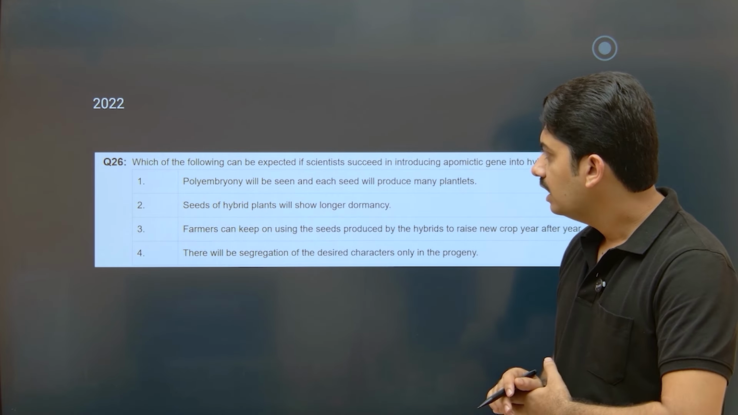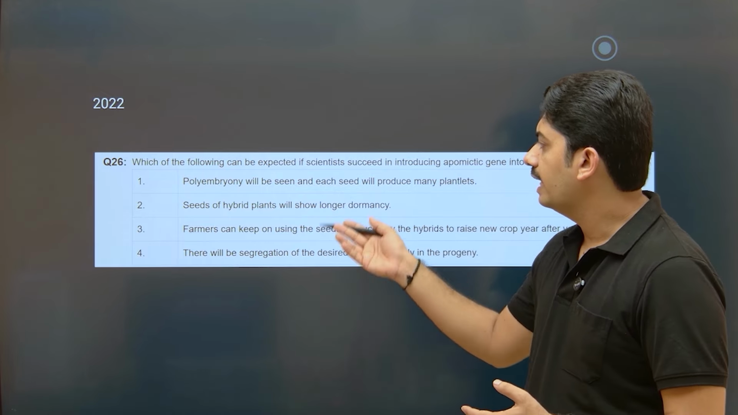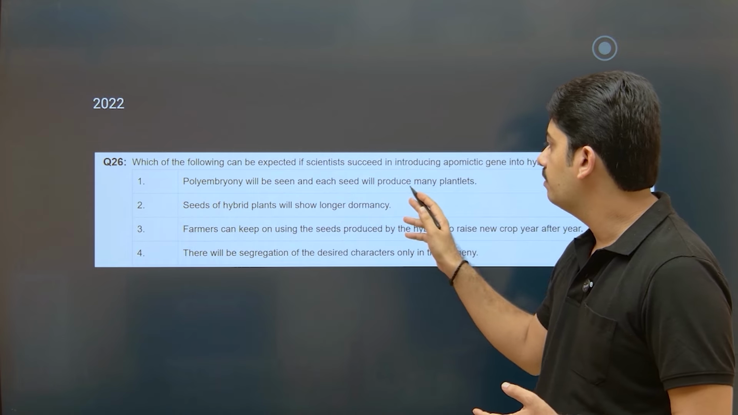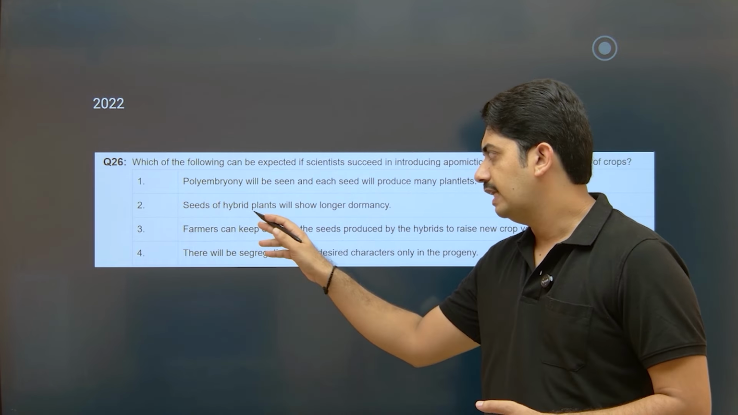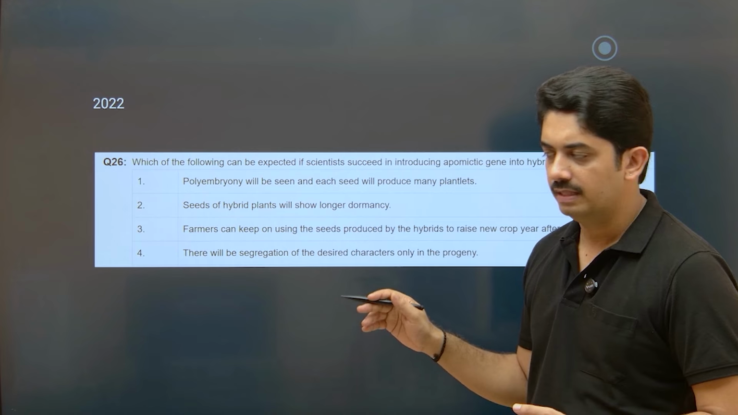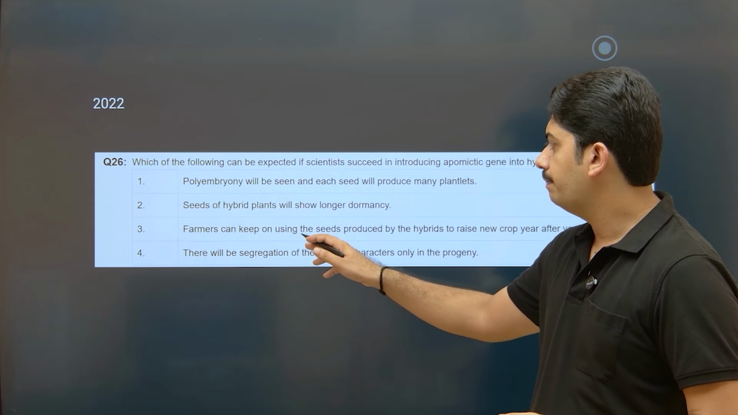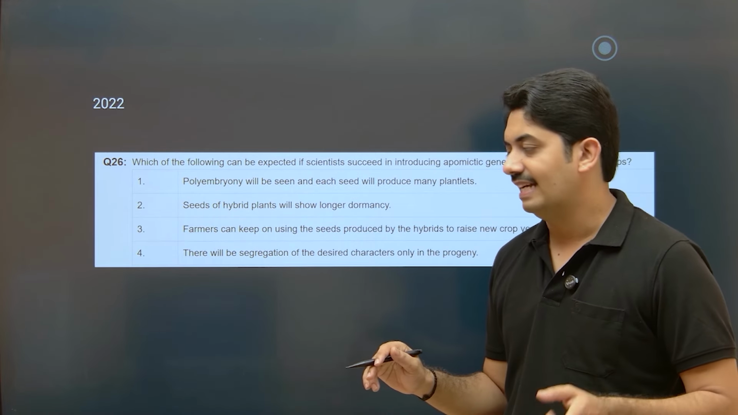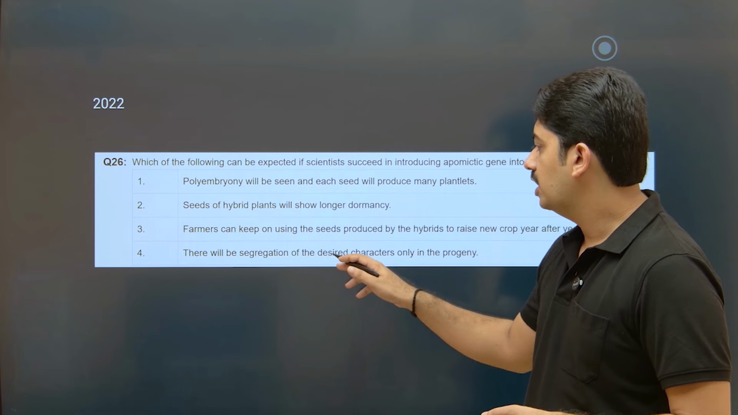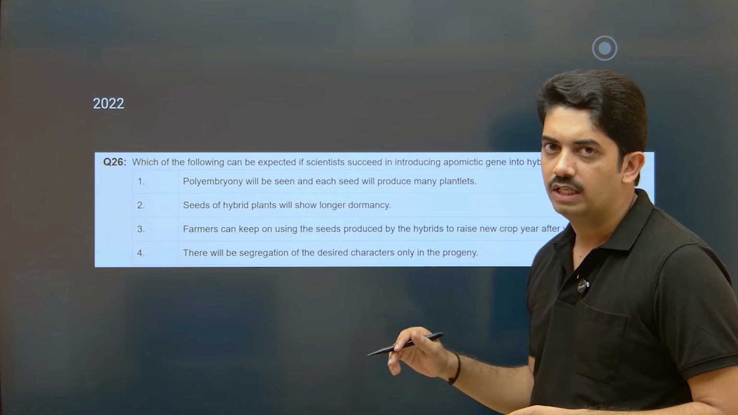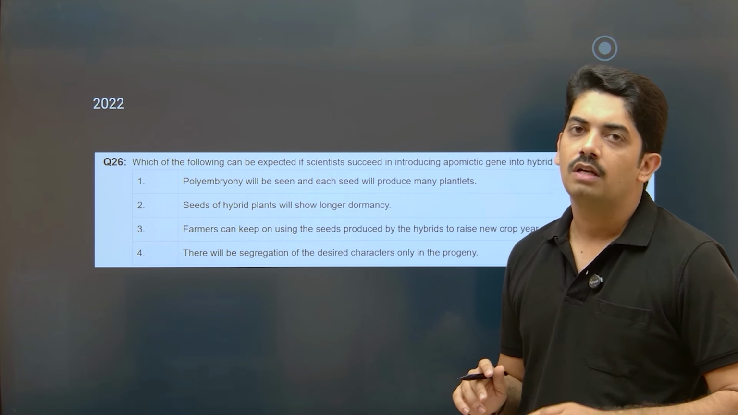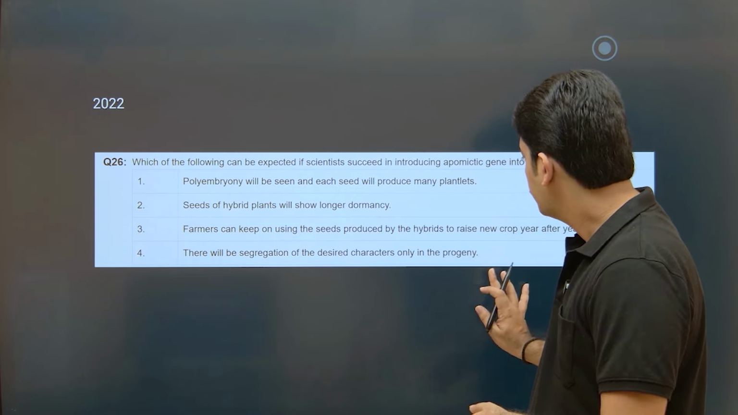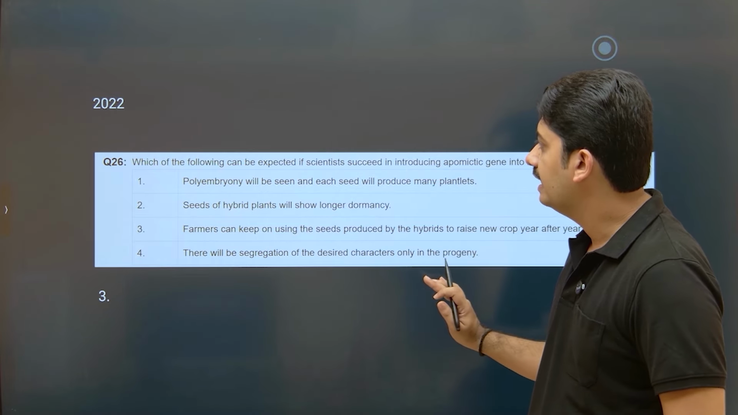So what you can expect here? Polyembryony will be seen and each seed will produce many plantlets. No. Seeds of hybrid plants will show longer dormancy. No. Farmers can keep on using the seeds produced by the hybrids to raise the new crops year after year. Yes, that is the main reason. There will be a segregation of desired character only in the progeny. No, there will not be any segregation. Offsprings are exactly similar to their parents. They are the clones. So the answer 3 is correct.